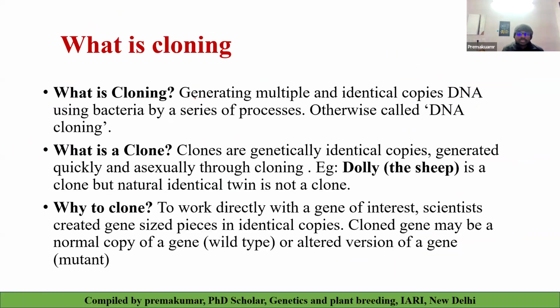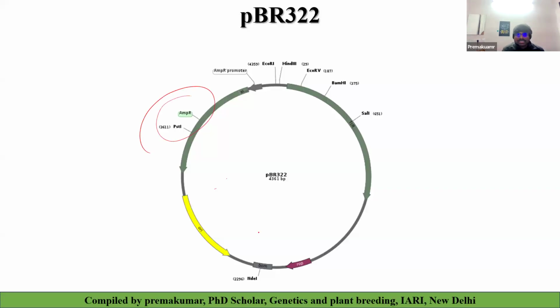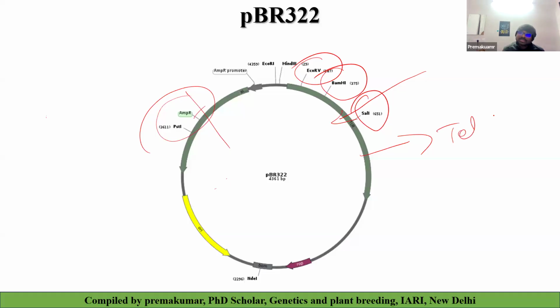See, for example, you take ampicillin resistance and tetracycline resistance. Both will be there. If the tetracycline resistance is disrupted, it is unable to grow in the tetracycline medium. If ampicillin resistance is disrupted, it is unable to grow in ampicillin medium. For example, if you are treating with SalI or BamHI restriction enzyme, it will disrupt the tetracycline gene. That's why it is unable to grow in media containing tetracycline antibiotic.